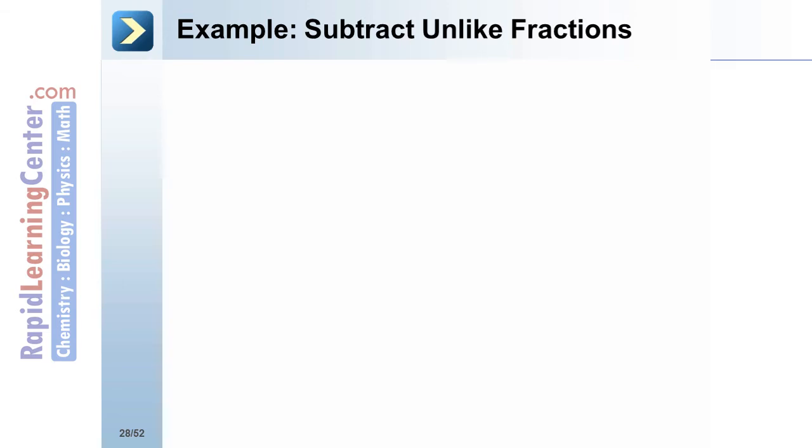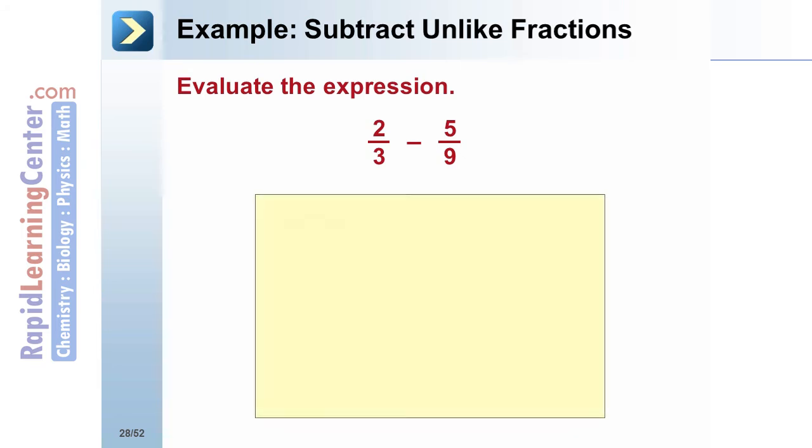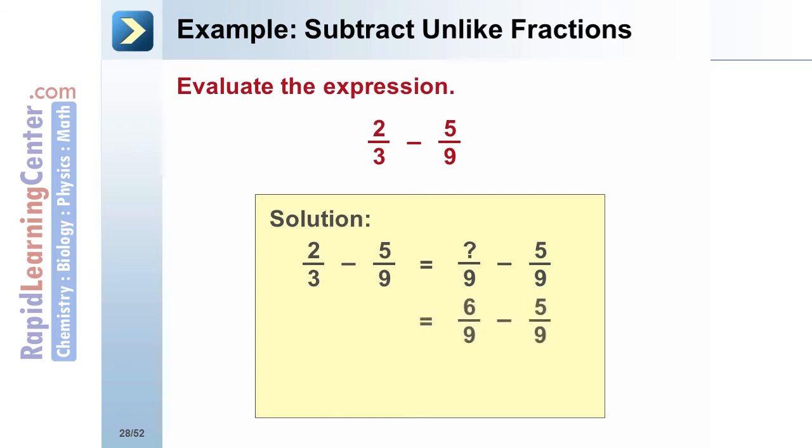Example: subtract unlike fractions. Evaluate the expression 2/3 minus 5/9. Solution: the least common denominator of 2/3 and 5/9 is 9. Multiply the first numerator by 3 to get 6/9 minus 5/9. Subtract the numerators to get 1/9.